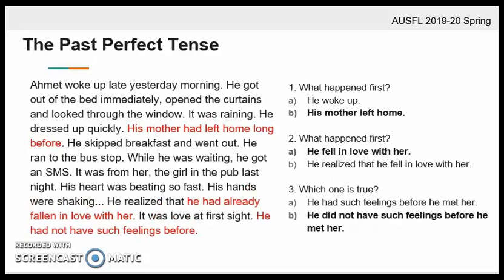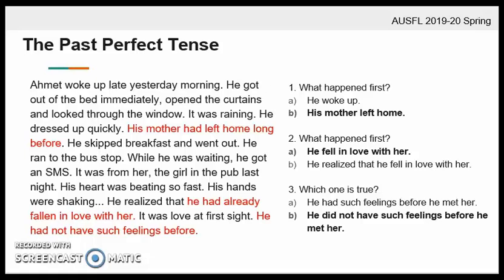Let's check your answers. For the first question, let's analyze the first sentence in red. It says, his mother had left home long before. In this sentence, before refers to any time in the morning before Ahmet woke up. So, we understand that his mother left home first and then he woke up.